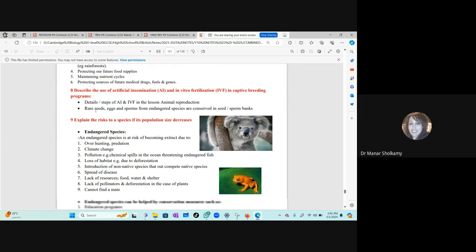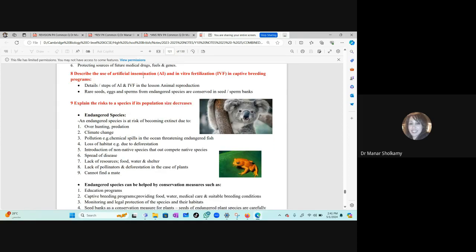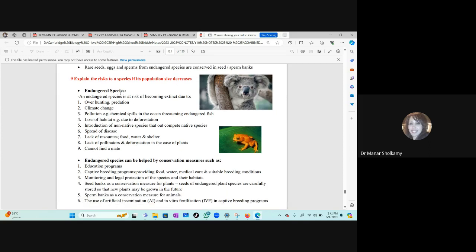8. Describe the use of artificial insemination and in vitro fertilization in captive breeding programs. We can use these methods to conserve any animals that are endangered. I don't use this with plants, of course. 9. Explain the risks to a species if its population size decreases.